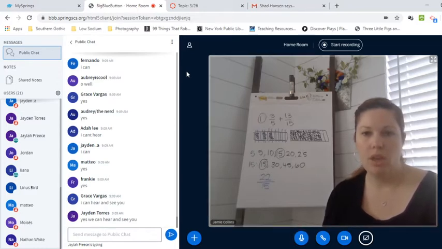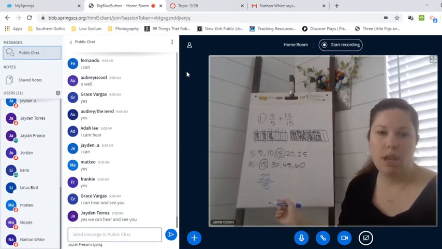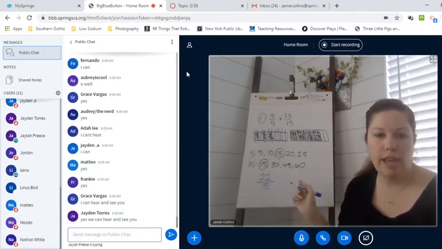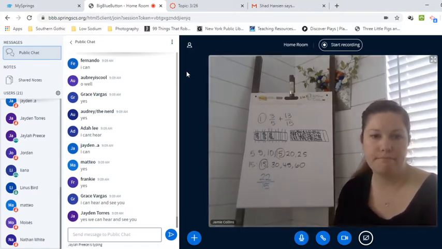Okay, so we should have gotten 22 over 15. But do you guys remember what this is called? Type it into the message chat if you remember what this is called. This would be our math lingo right now.